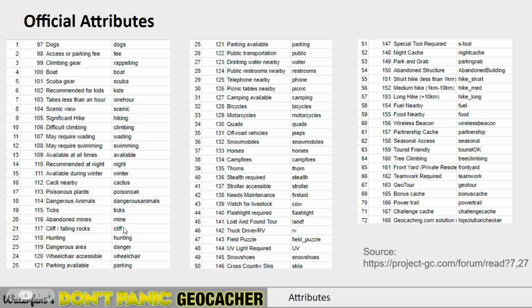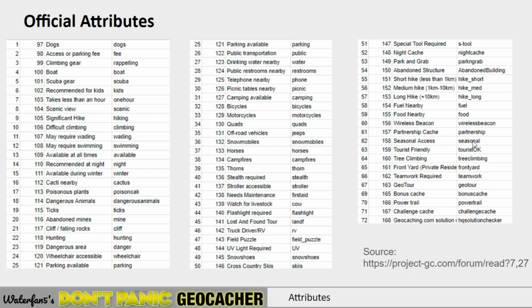So here you see the official list. So there are 4 columns here. First one is the positive number. The second one is the negative number, and you see the 96 difference between them. So this is dogs allowed, and then dogs as icon, and so on. And you see here the names of the description, and then the name of the icon as well. That's typically just one word and sometimes abbreviated.